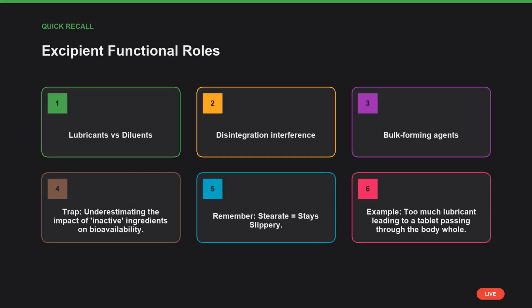Expect a question about why magnesium stearate or lactose is in a formula. These aren't just fillers, they have jobs. Magnesium stearate is a lubricant. It stops the tablet from sticking to the machine. Lactose is a diluent. It gives the tablet enough bulk to actually hold. The examiner will ask what happens if you add too much lubricant. The answer? The tablet won't dissolve because it's too waterproof. It's a delicate balance. What I see students do is ignore the excipients because they focus only on the active drug. Don't do that. The inactive ingredients are often the key to the stability or disintegration questions.